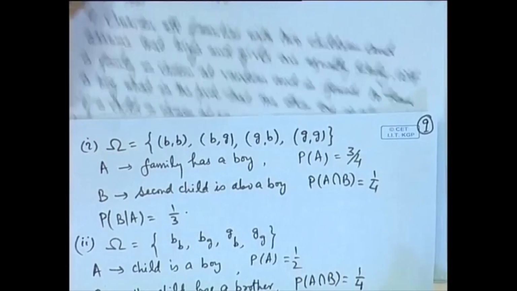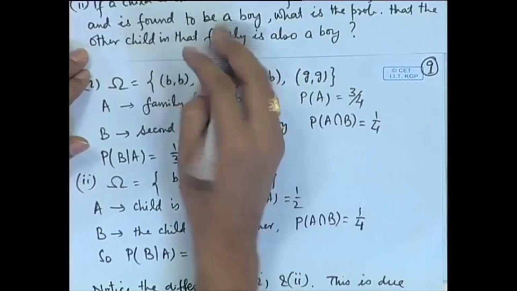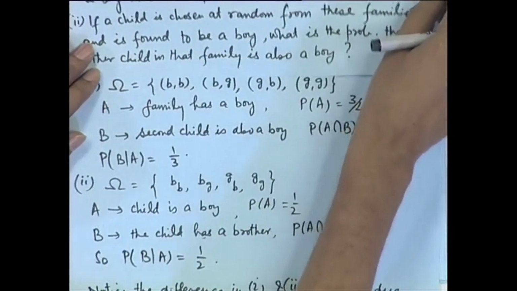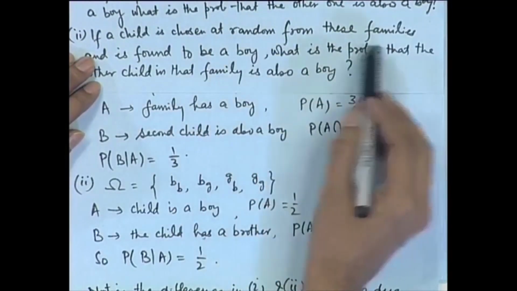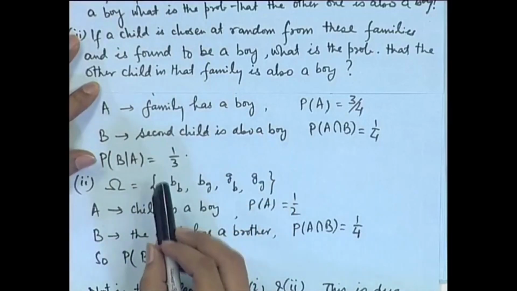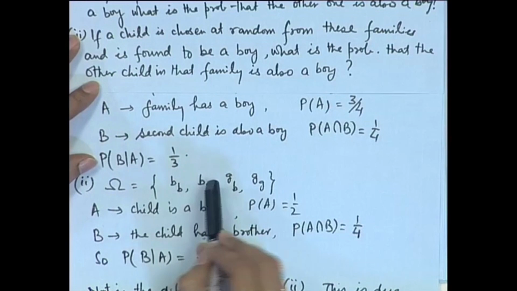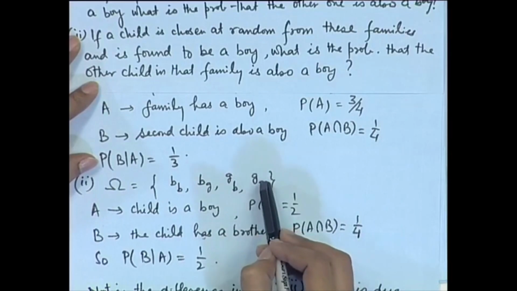Let us look at the second part of this problem. Here the sampling scheme is different. So, here from the collection of all the families, we choose a child at random. If a child is chosen at random from these families, that means the child can be a boy with a brother, the child can be a boy with a sister, the child can be a girl with a brother, the child can be a girl with a sister.